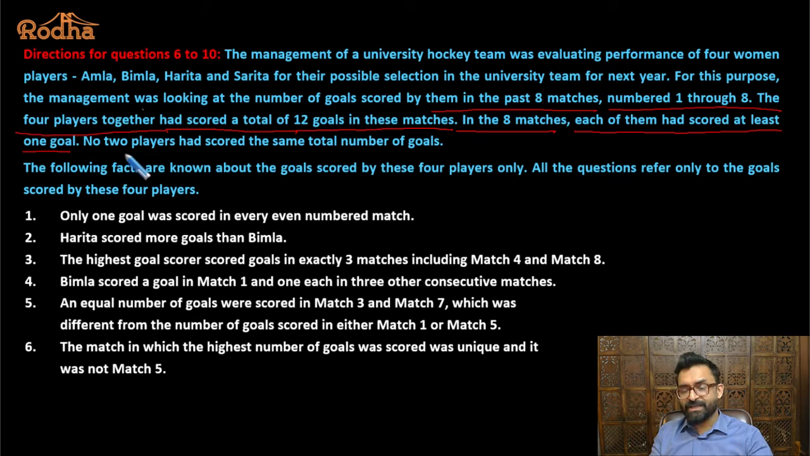That statement is suggesting that in 8 matches played, everybody scored at least 1 goal, all the matches taken together. So nobody is going to score 0 goals in all the matches taken together. There is a possibility that some of them will score 1 goal, some of them will score 2 goals, but nobody will score 0 goals in all the matches combined. No 2 players had scored the same number of total goals. So that is a very key information that we have to take care of.